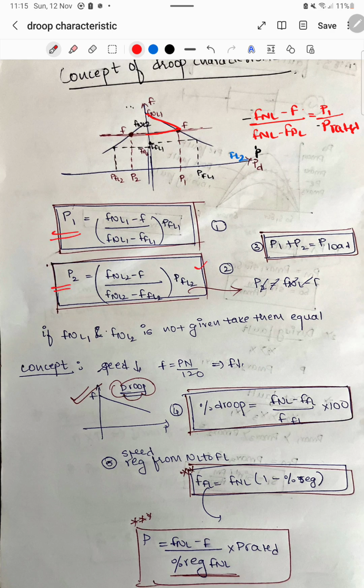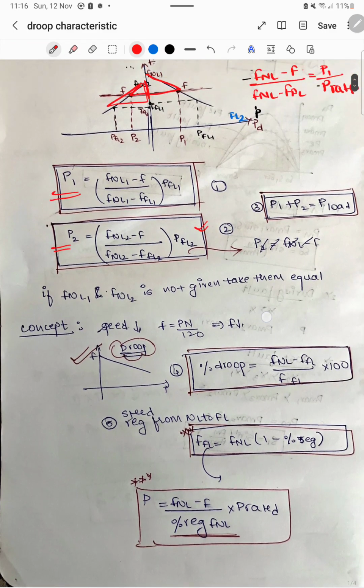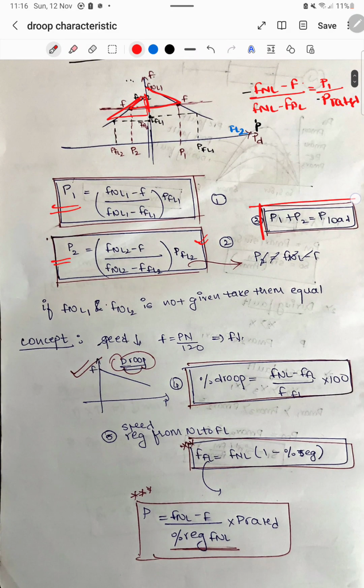Similarly, we'll get the equation for P2. Once we get that equation from the two similar triangles, what we know in the question is how much total load is there. And if no load F1 and no load F2 are given, fine. If nothing is given, we'll take 50 hertz as default.